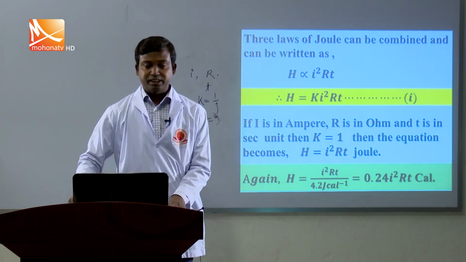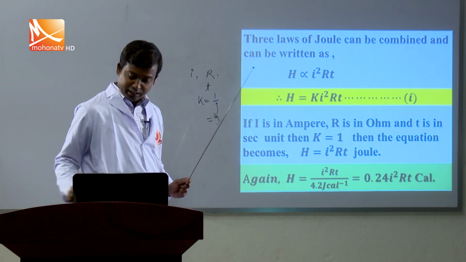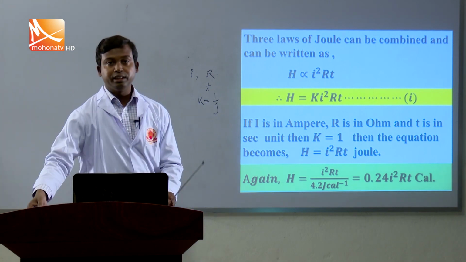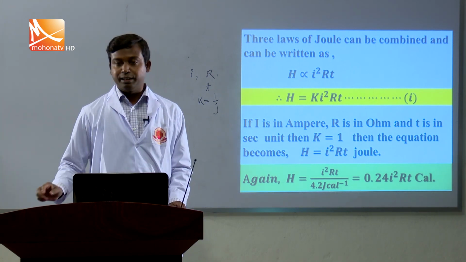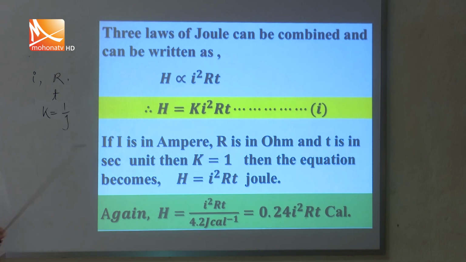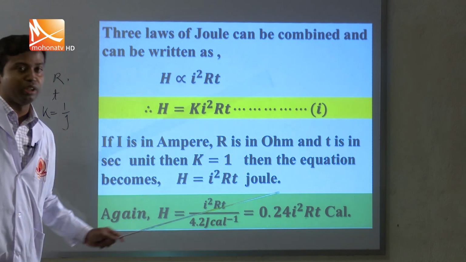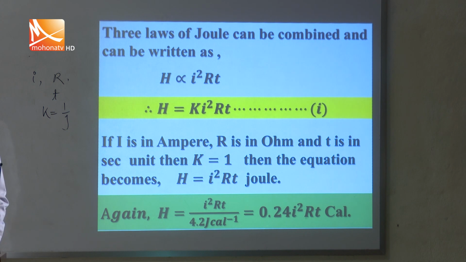That is the temperature joule's constant, that means the mechanical equivalent of heat that you have learned in chapter 1, thermodynamics. So, this is the format for the joule unit and this is the format for the calorie unit. So, this is the equation of Joule's law of production of heat.